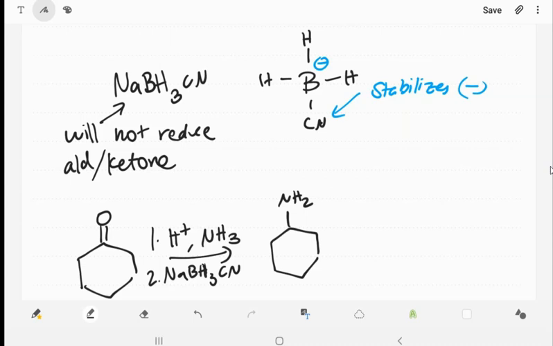You might need just a slight excess of it as well. But there you have it. That's how you can take a ketone into an amine. So first you make the imine, and then you can reduce it either using hydrogen gas or you can use a more selective reagent like this NaBH3CN.